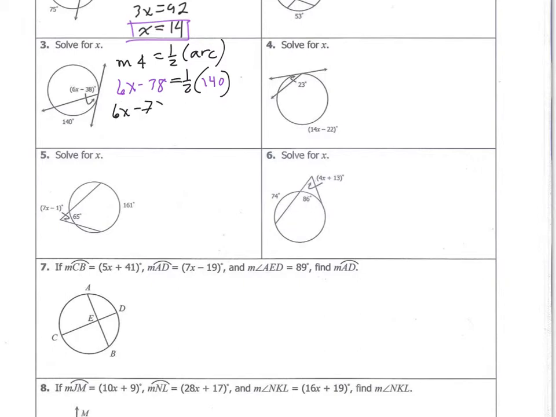Yep. So that equals 70. Theoretically you could have taken half of this, which is 70, and just set it equal to that, which is what we just did. And so then add 78, what do you get? 148. And divide by 6. What do you get? 24 point with a bunch of 6's after. So 6 doesn't go in there evenly. 148 divided by 6 is 24.666, so 24.6 repeating. Wait, what did you get?